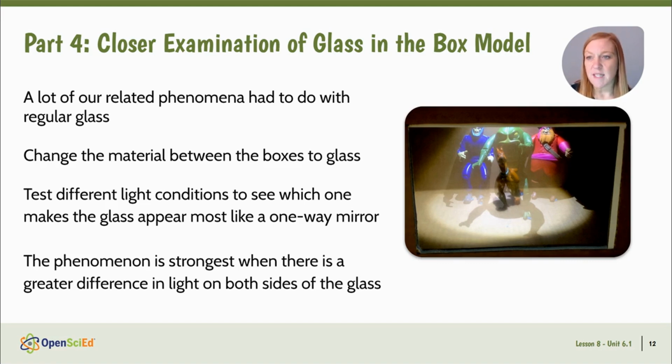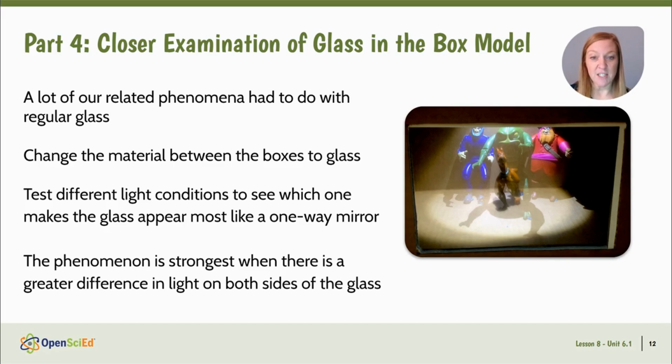For part 4 of this lesson, the teacher should point out that some of our related phenomena in our self-documentation collection came from windows in our houses or our schools or outside buildings or in our cars, and the glass was acting similarly to a one-way mirror, but it doesn't use one-way mirror film. So we motivate this need to investigate.